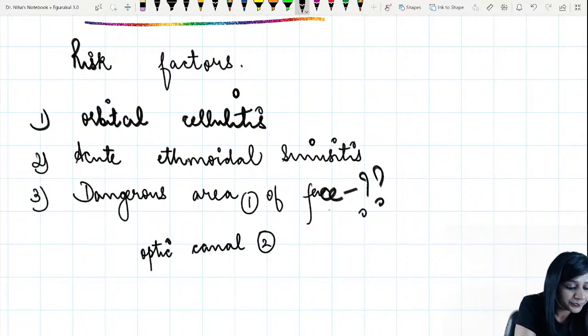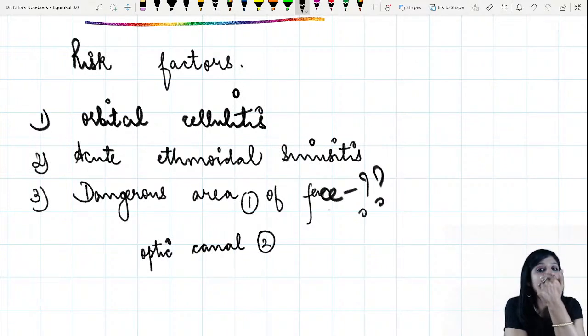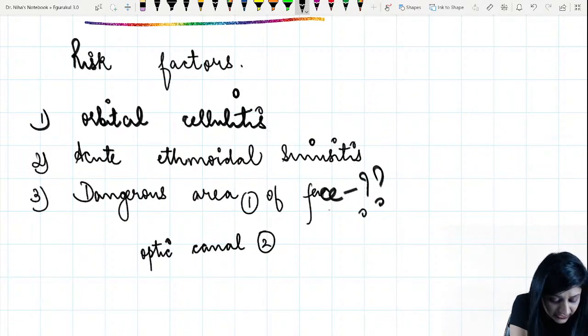Very good. Below the nose and above the upper lip. Yes, Harsimran. It is the triangular area exactly at the tip of the nose and the septum as well as the upper lip. This is the dangerous area of the face. If you have infection in this dangerous area, it can go into the cavernous sinus, as can acute ethmoidal sinusitis and orbital cellulitis. What structures pass through the optic canal? Very good, Harsimran. It is the optic nerve and the ophthalmic artery.